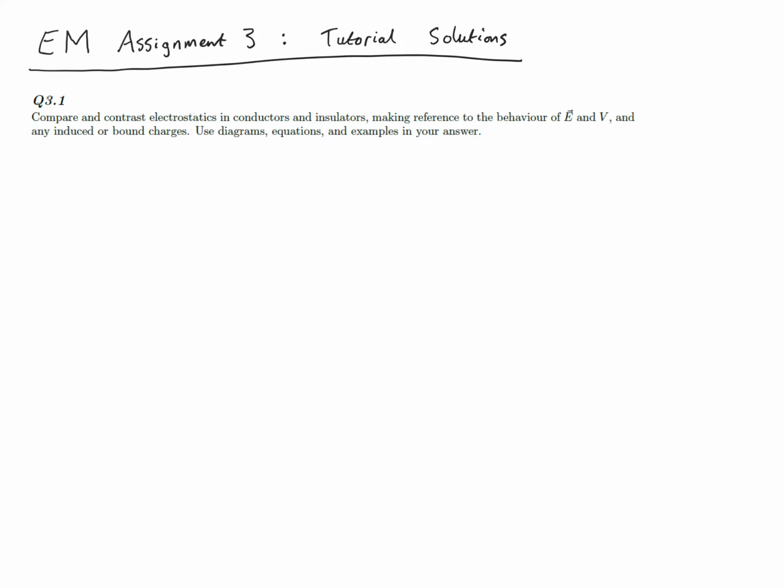In assignment 3, question 1, we're asked to compare and contrast electrostatics in conductors and insulators, making reference to the behaviour of the electric field and the electrostatic potential V, and any induced or bound charges. Use diagrams, equations, and examples in your answer. So I'm not going to write out an essay here, obviously, but this kind of question does feature often in the exams, or at least part of a question in the exam might be something discursive like this.